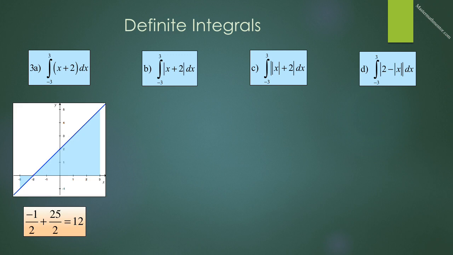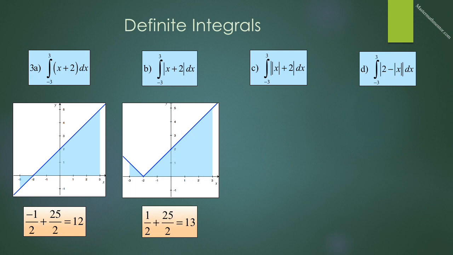A reads the integral from negative 3 to 3 of x plus 2 dx. We know x plus 2 graphs a line with a y-intercept of 2 and an x-intercept of negative 2. We see it on the screen, and therefore the definite integral will be the integral from negative 3 to negative 2 of the function, which will be negative 1/2, plus the area under the curve from negative 2 to 3, which is 25 over 2, and the final answer is 12.